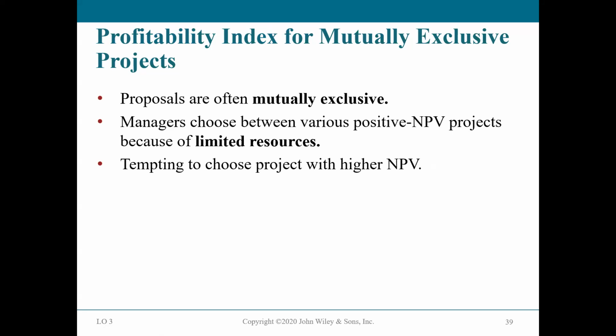All right, sometimes you look at a profitability index for mutually exclusive projects. So sometimes proposals are such that you can do one and not another, or you do another one and not that one. They don't rely upon each other. So often managers have to choose between various positive net present value projects because of limited resources. So sometimes organizations might say, okay, whichever one has the highest net present value, let's choose it. But it's not always the right decision.